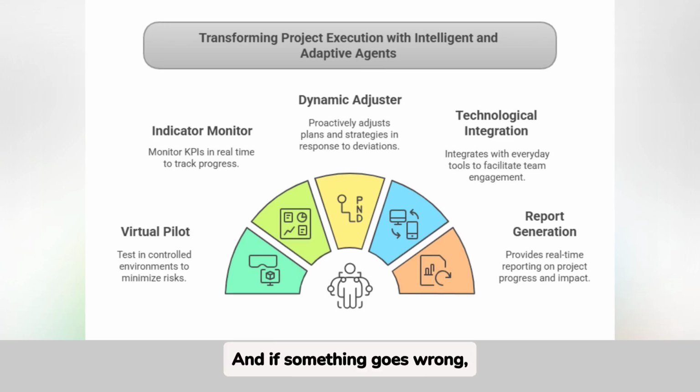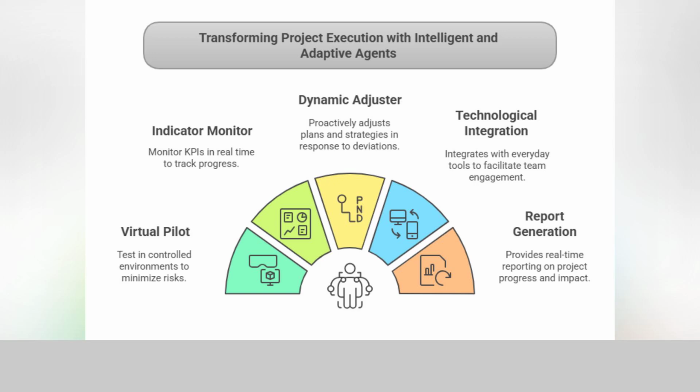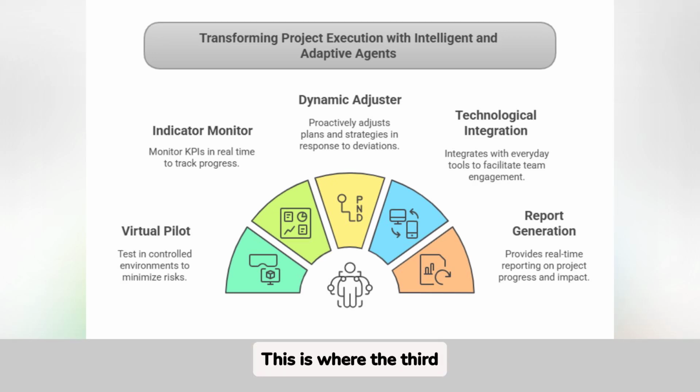And if something goes wrong, who takes action? This is where the third sub-agent comes into play, the dynamic adjuster. It doesn't wait for you to notice or for the team to report a deviation. If it sees something isn't going well, it anticipates it. It adjusts the schedule, reassigns tasks, changes priorities, and even proposes new strategies if the context has changed. All of this without having to stop the project and without relying on immediate human intervention.